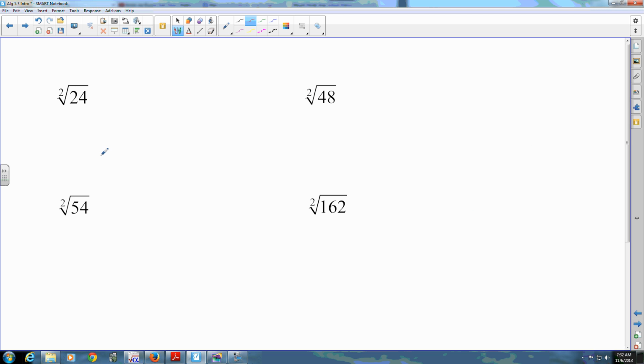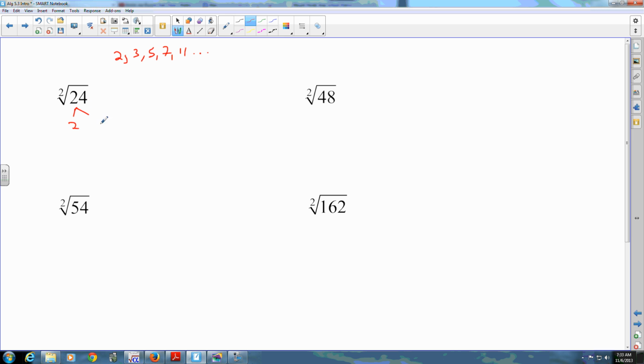These are the ones that you're going to have in your homework. And let me show you how to do it. You're going to prime factor. Prime numbers are 2, 3, 5, 7, 11, and so on. They're numbers that can only be divided into itself and 1. I'm going to start with the smallest prime number, 2.